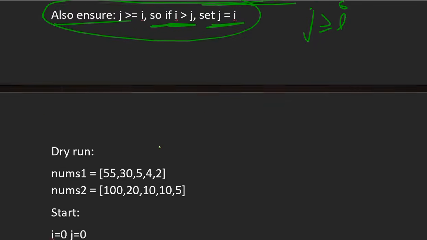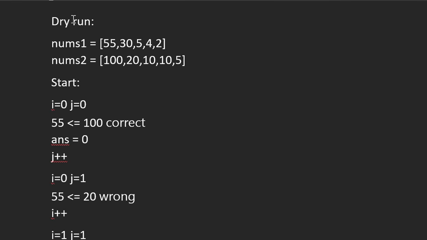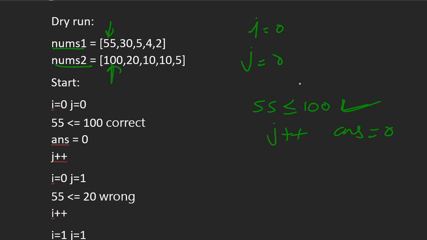So let's try to understand this with the help of an example. So we have taken two arrays nums1 and nums2, right? Initially our I is equal to 0, j is equal to 0, means one pointer is here and the other pointer is here. So if we see, 55 is less than or equal to 100, means it is a valid case. So in a valid case, what will you do? We'll increase j and we update the answer. So our answer will be, both are at 0, so j minus I is 0. So the answer is 0.